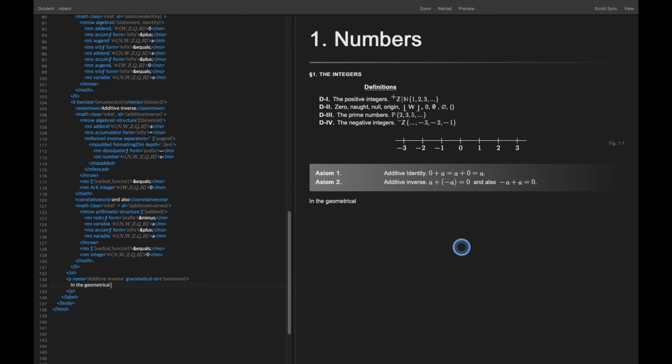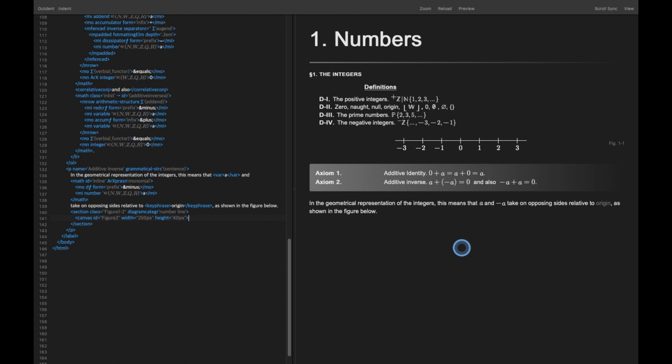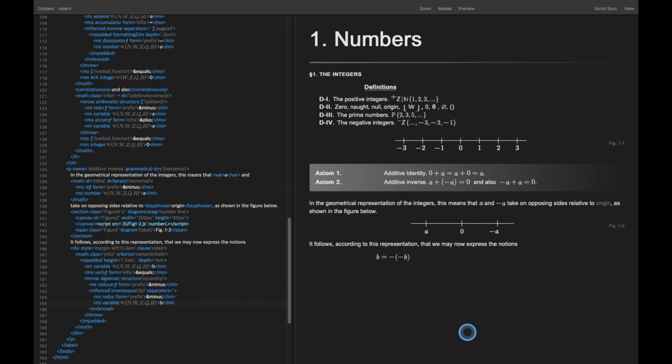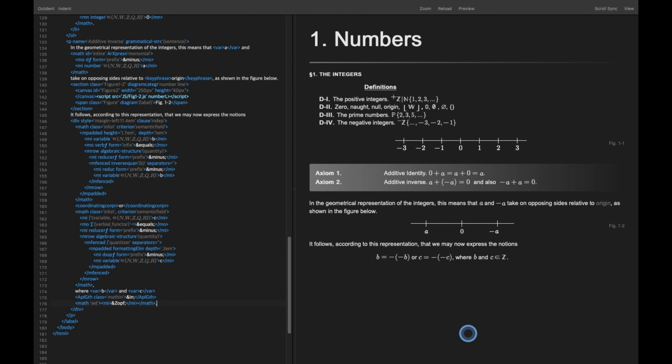So in the geometrical representation of the integers, this means that a and minus a take on opposing sides relative to the origin, as shown in figure 2 below. It follows, according to this representation, that we may now express the notions b equals minus quantity minus b, or c equals minus quantity minus c, where b and c are integers.